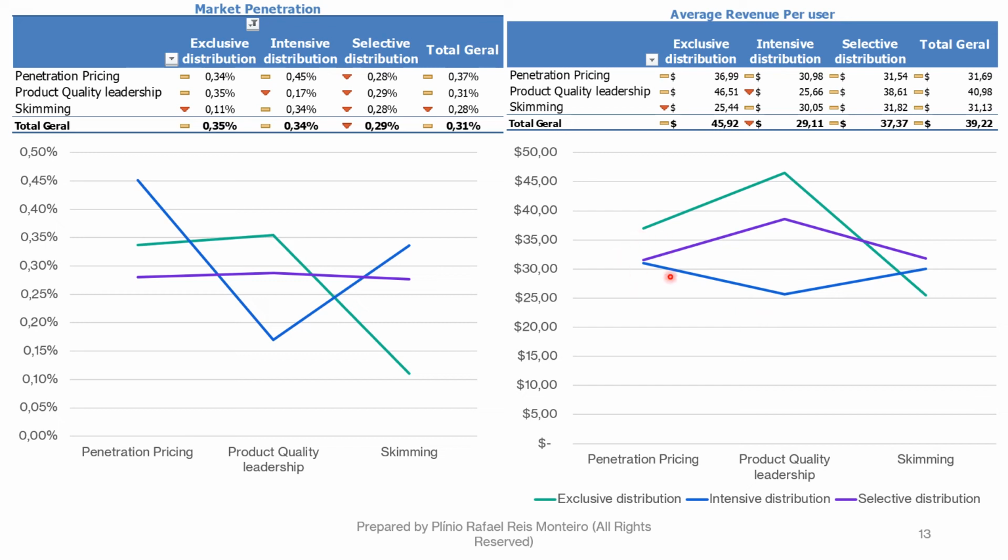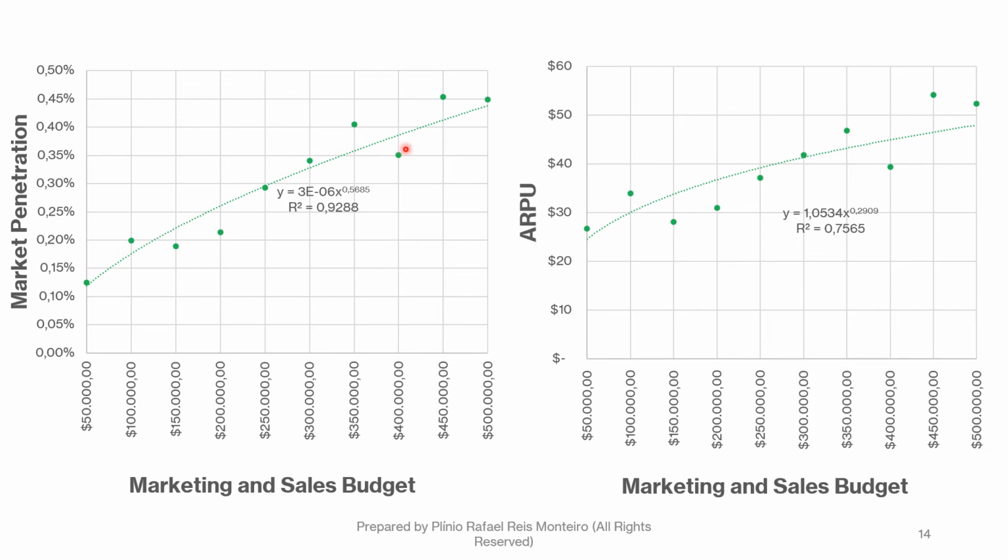But with penetration pricing, the intensive distribution performs really well in terms of average revenue per user, and also the skimming strategy. Also, you can check here the trends of marketing and sales budget and the market penetration and the average revenue per user. As you can see, on average, as students increase the budget, they achieve the highest level of market penetration, but there is no linear trend here.